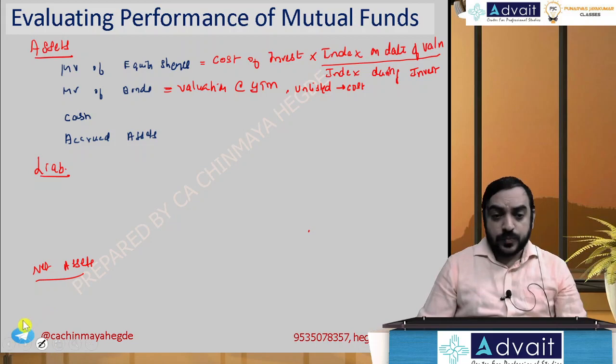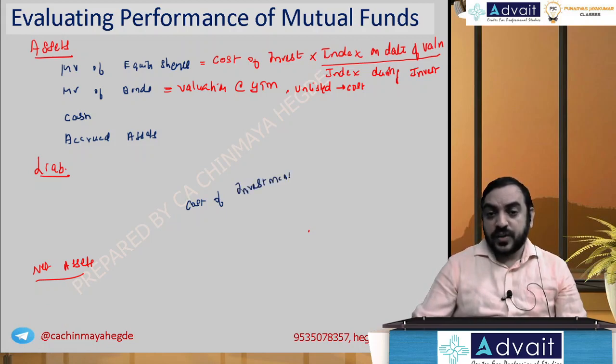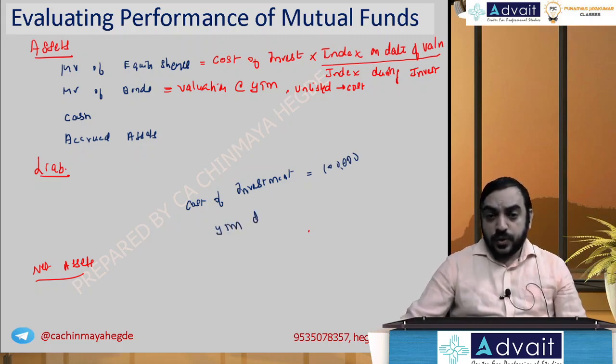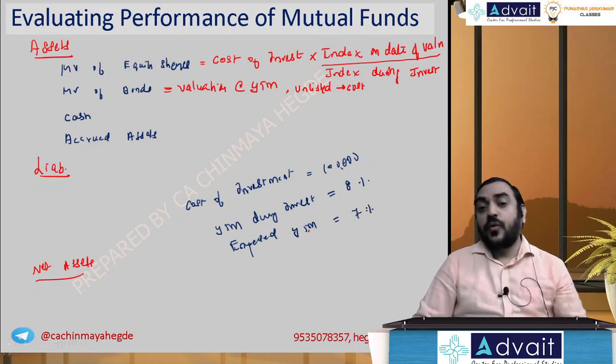For example, they'll tell you the cost of investment in bonds is, let's say, 1 lakh. Then the YTM during investment, the current YTM, they say it is 8%. And the expected YTM, they say it is going to be 7%. How are you going to value it? They will give you information like this.